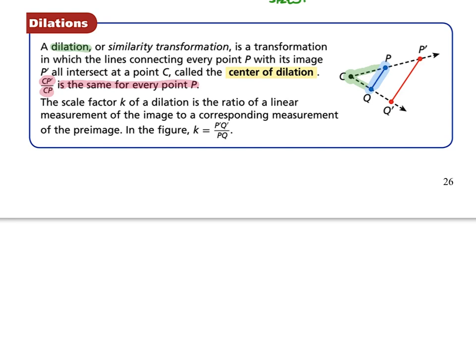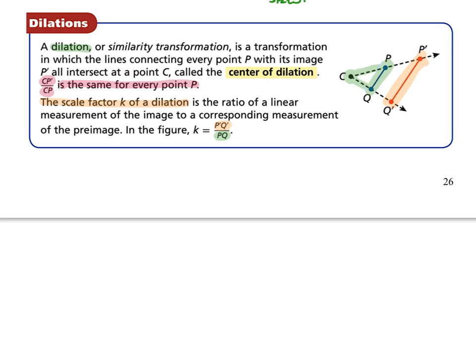The scale factor K, so that means how much it was either stretched out by or shrunk by. The scale factor K of a dilation is the ratio of the linear measurement of the image to a corresponding measurement of the pre-image. In the figure, K, or the scale factor, is going to be the distance between P prime and Q prime, right here, over the distance from P to Q, which is the length of segment PQ. And that ratio, or the division, whatever number you get as a quotient, is going to be the scale factor.